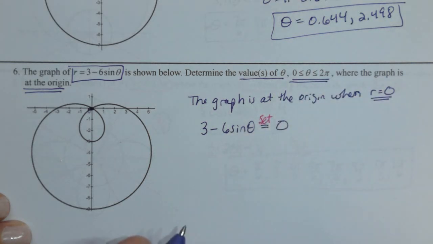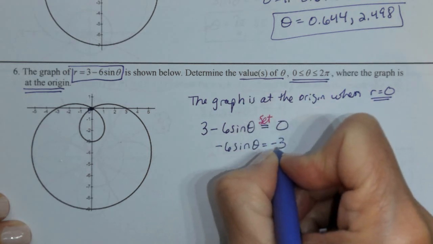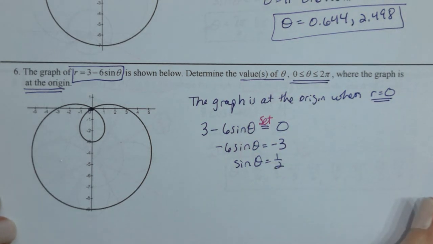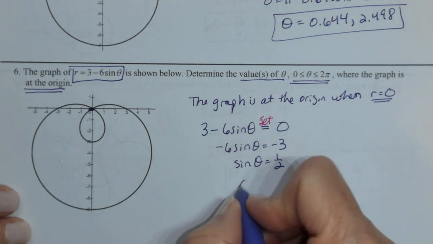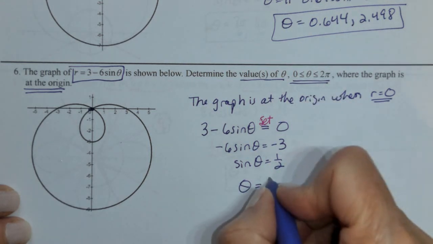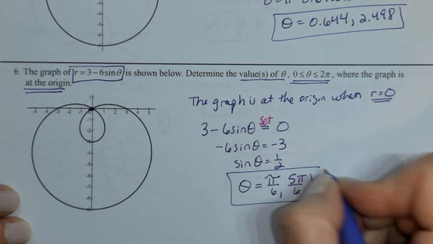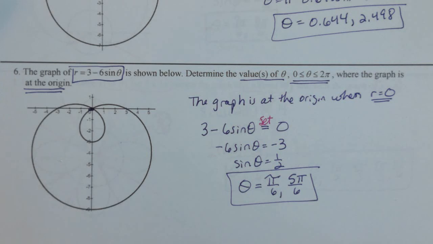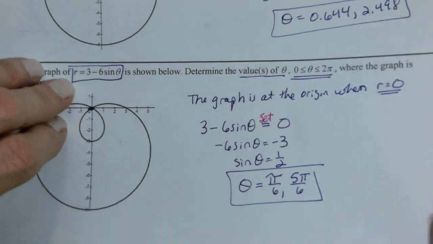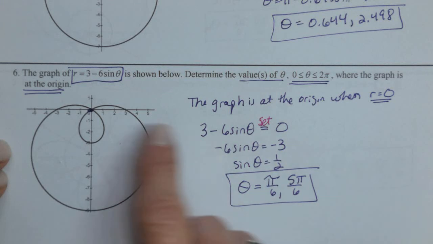and solve for theta. So I'm going to subtract 3 on both sides, divide both sides by negative 6. Sine of theta is 1/2. Well, what values of theta make sine 1/2 between 0 and 2 pi? Pi over 6 and 5 pi over 6 over in quadrant 2. That's it. So that is solving polar, or finding intersection of two polar curves, or finding where a polar curve is at the origin.